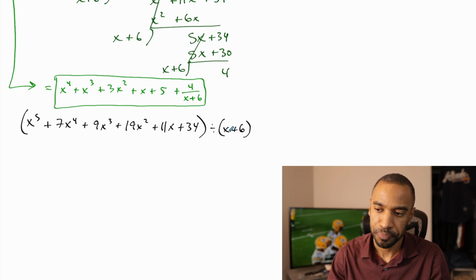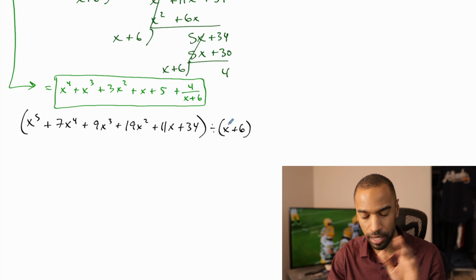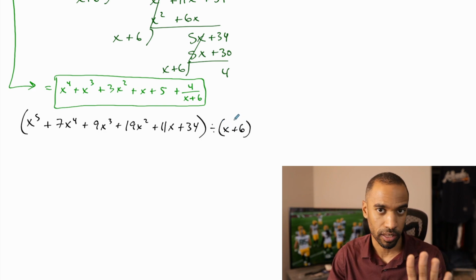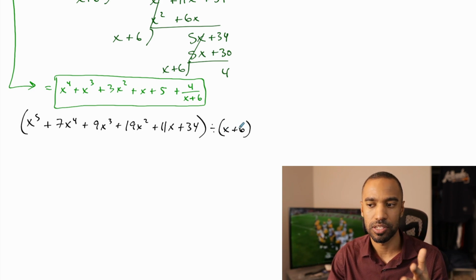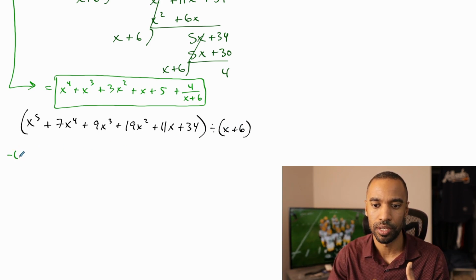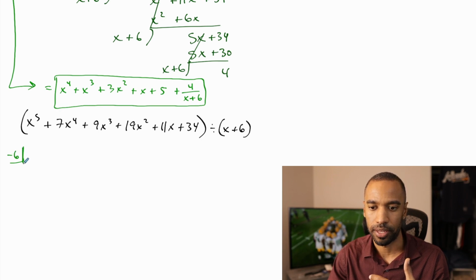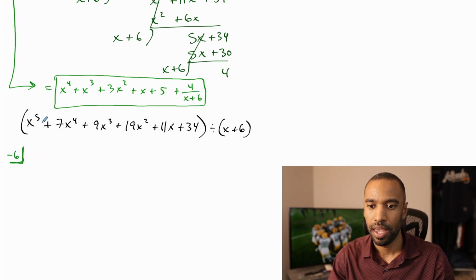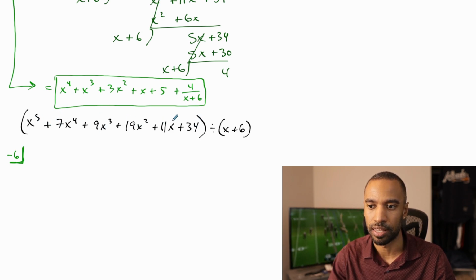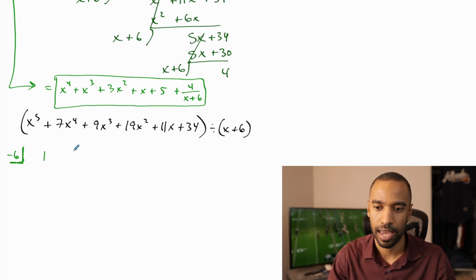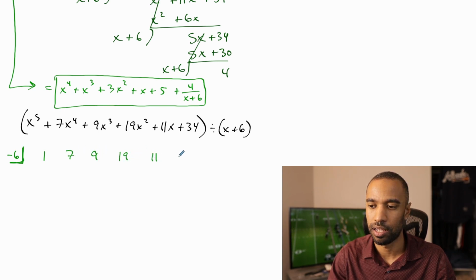So what we do here, and again, this assumes that you are dividing by a linear factor. If you're not, you can't do it the way that it wants you to. With this x plus 6, negative 6 is considered the root of this thing, and we are going to place a nice negative 6 up in the upper left corner. And I'm going to write the coefficients of all these as we descend a single degree in this polynomial. So 1, x to the 5th, 7x to the 4th, 9x cubed, 19x squared, 11x, and 34 as the constant.